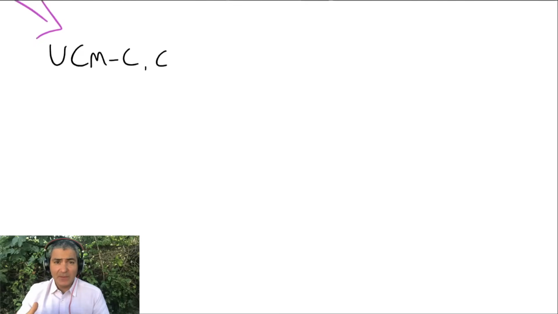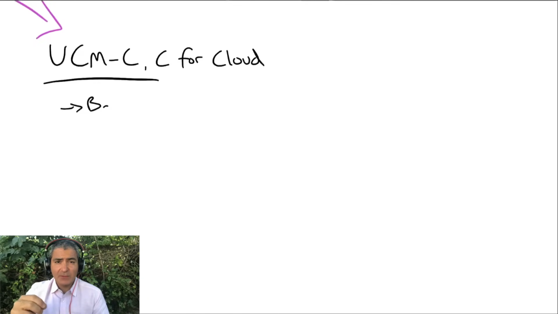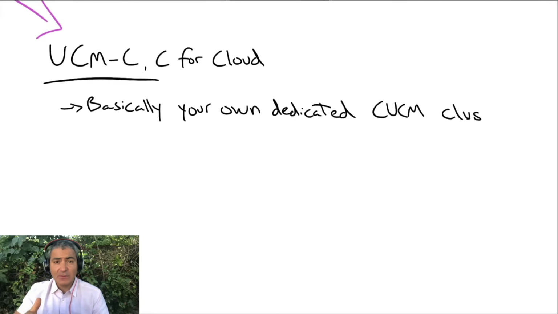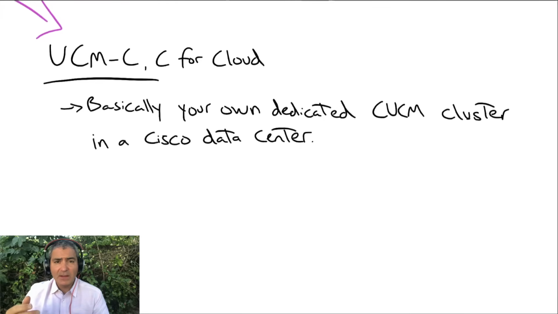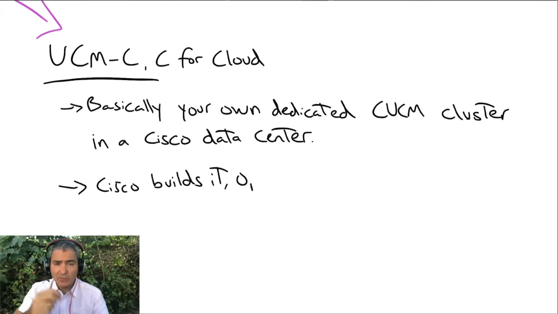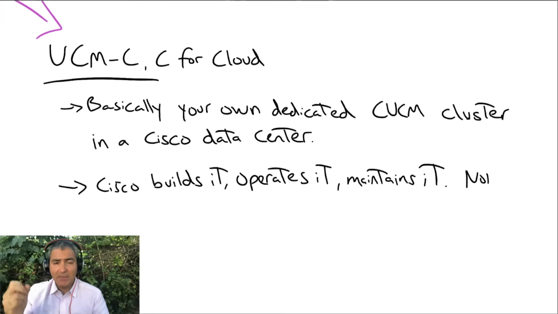Let's look at UCMC first, Unified Communications Manager Cloud. So basically, it's your own dedicated instance of CUCM in a Cisco data center. And everything we talked about in the previous session, the on-premise calling, applies to UCMC as well in terms of architecture, scalability. The only difference is that now Cisco is building it. Cisco is getting the UCS hardware and putting the software on it and operating it and maintaining it and making sure that the service updates and all the patches and everything is applied.